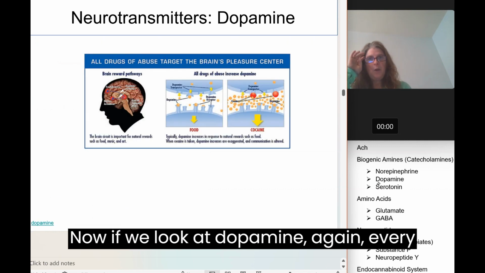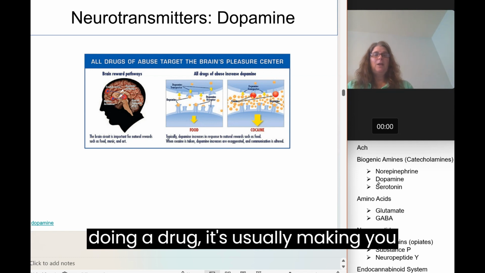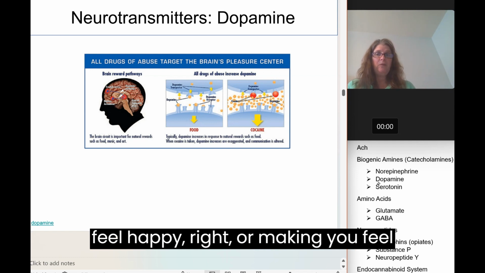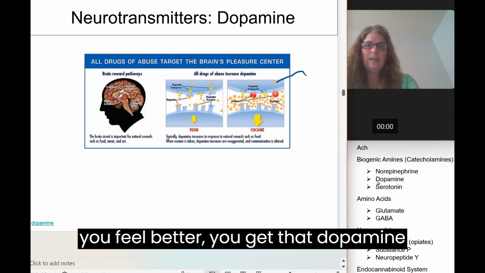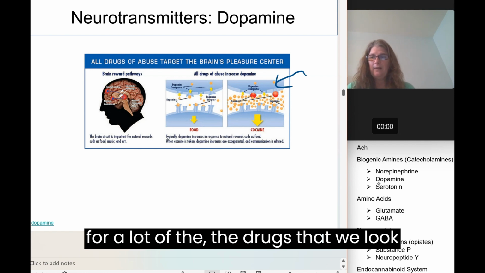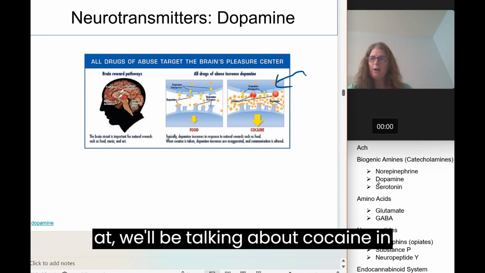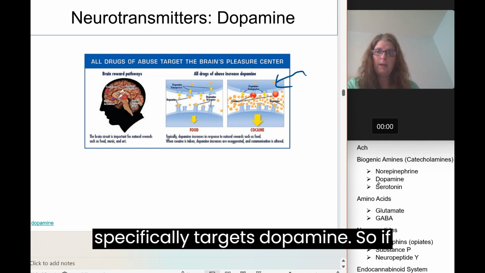Now, if we look at dopamine again, every drug hits dopamine because if you're doing a drug, it's usually making you feel happy, right? Or making you feel better. And so when you have the drug, you feel better, you get that dopamine surge. And so that's one of the bases for a lot of the drugs that we look at. And we'll be talking about cocaine in just a second because cocaine specifically targets dopamine.